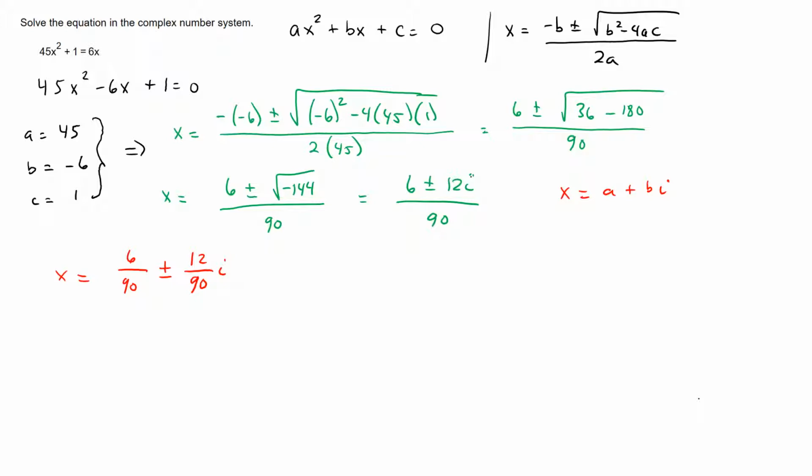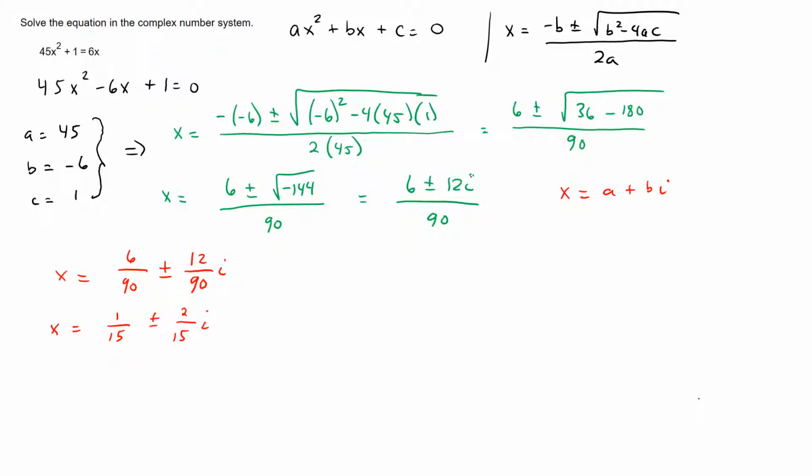And now I'm going to just reduce. 6 and 90 share a common factor. Let's see, 6 goes into 90 15 times. So 6 goes into 6 once and goes into 90 15 times. And again, the 6 goes into the 12 twice and into the 90 15 times.